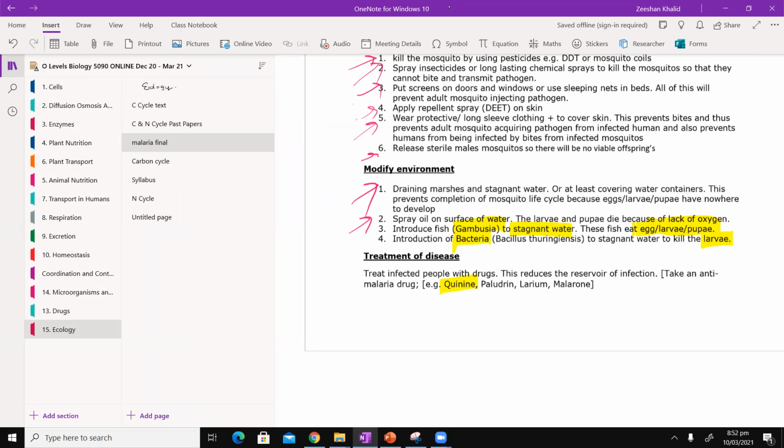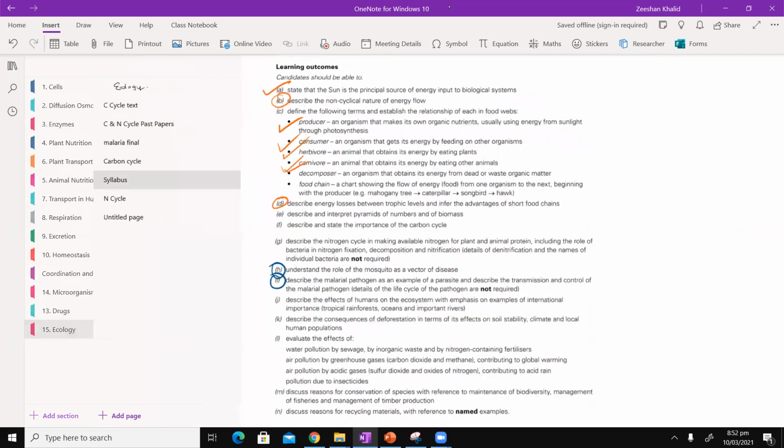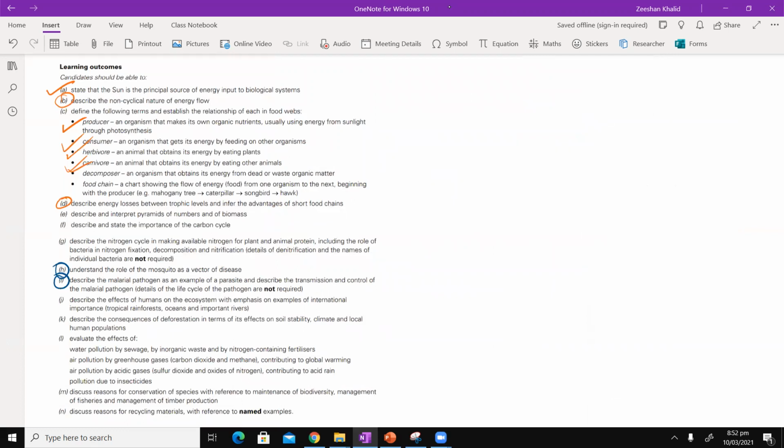Now, let me quickly show you what we're left with in our syllabus. The points left, children, are from point J to the last 5 points. Let me quickly give you an overview of these topics before I end today. They have to do with consequences of deforestation, air pollution, water pollution, and conservation of species and recycling materials. I've never done this, but I would like you to do a thorough reading of your textbook before the next class.